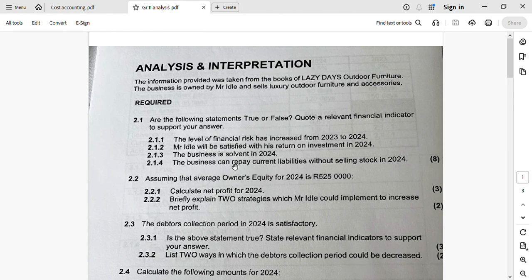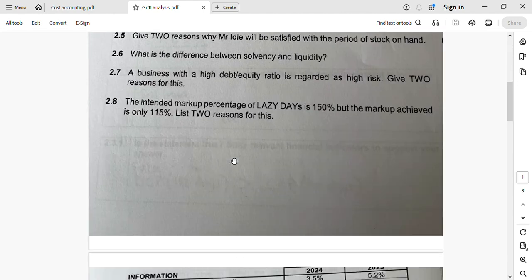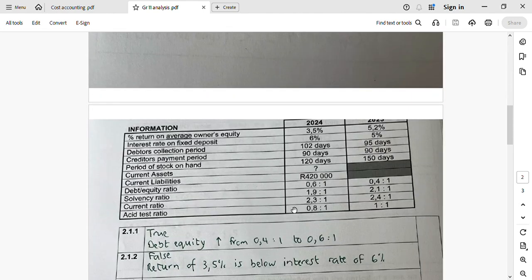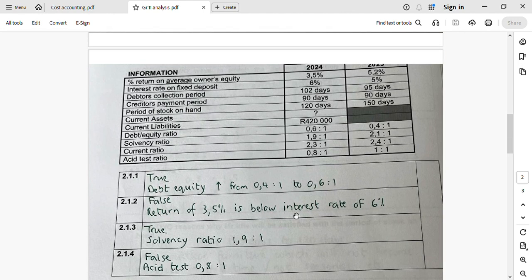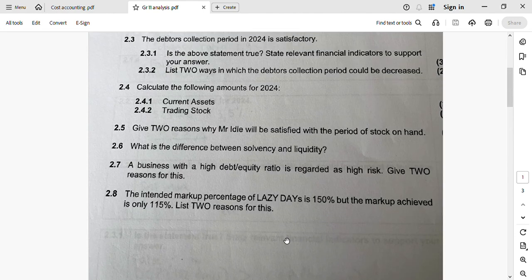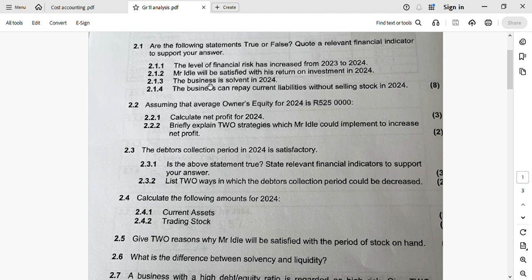The next one, the business is solvent in 2024. We now look at our solvency ratio. That's 1.9:1. As long as this is 1:1, you're solvent. So that is true. Your solvency ratio is 1.9:1.